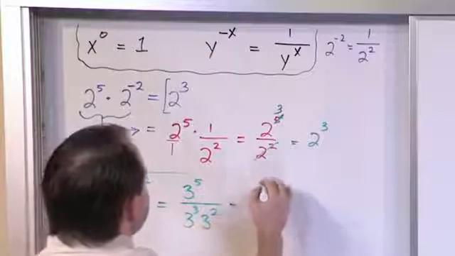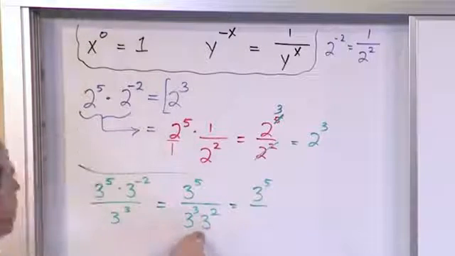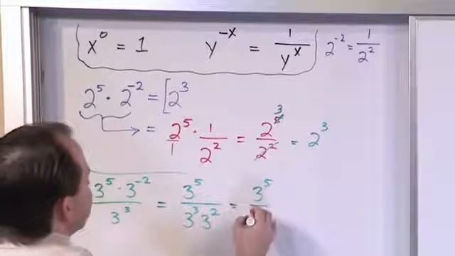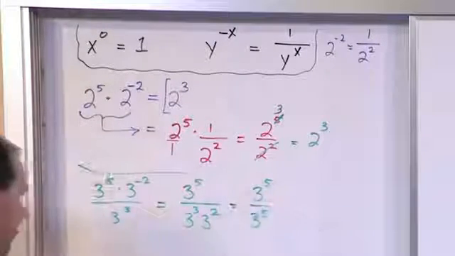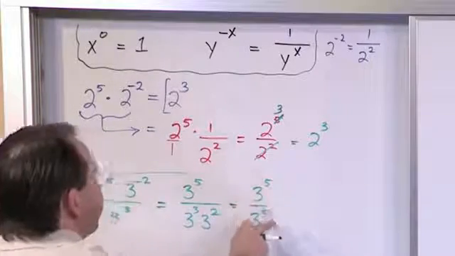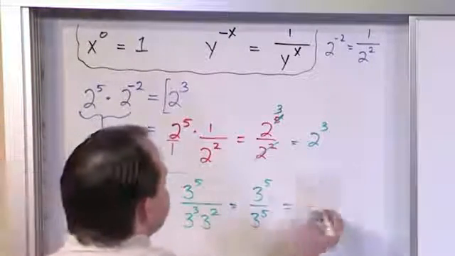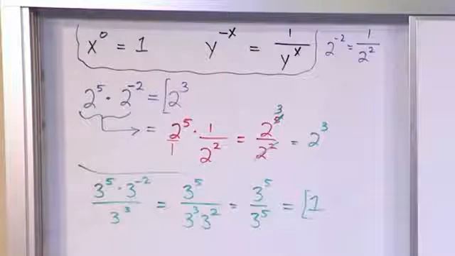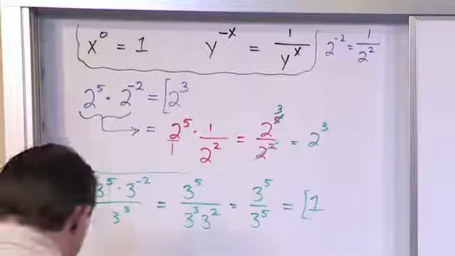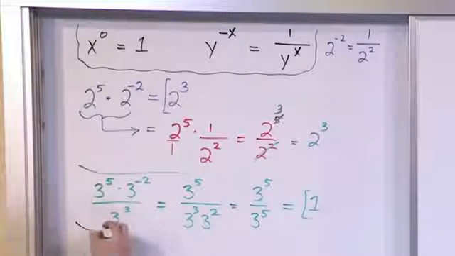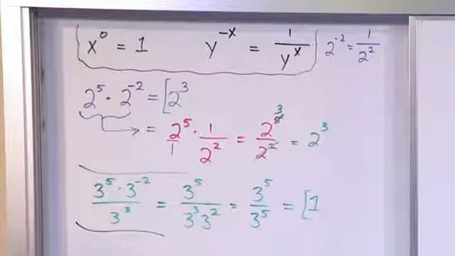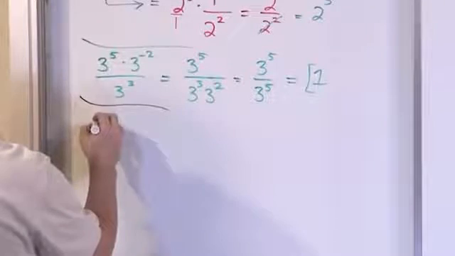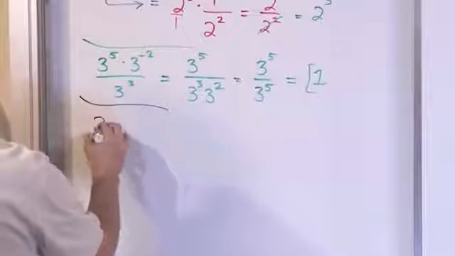So on the top, you have 3 to the fifth. On the bottom, you have the same base, so you can add these exponents, 3 to the fifth. So what do you think 3 to the fifth divided by 3 to the fifth is? Well, anything divided by itself is 1. And that's the final answer. 1 is the final answer. Okay? So everything's self-consistent. Everything you've learned up to this point applies to negative exponents. It's just a couple of other things to think about, like moving it downstairs, which are alternative ways to do it.